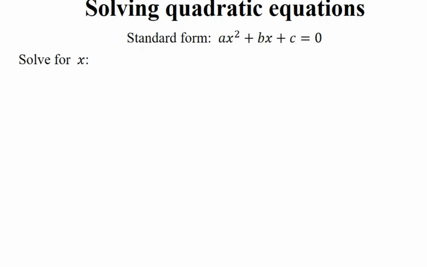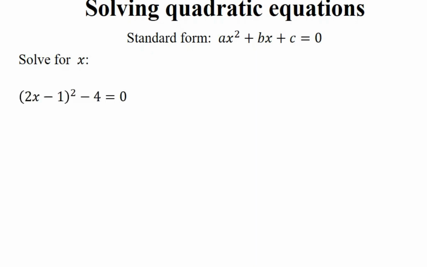Let me remind you at the beginning that a quadratic equation has a standard form, and that standard form is ax squared plus bx plus c, where c is a constant. Now, these questions come in the first paper, paper 1 of mathematics. So let's look at the example that you are going to work on.